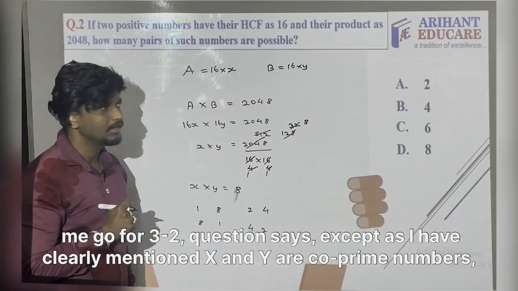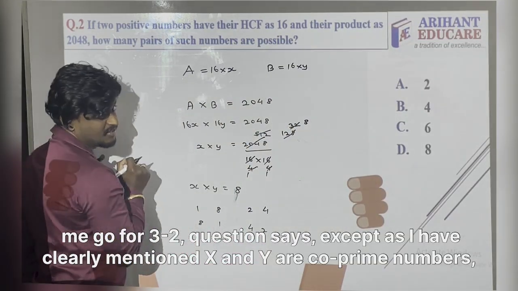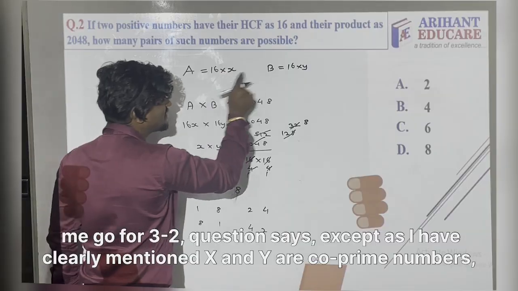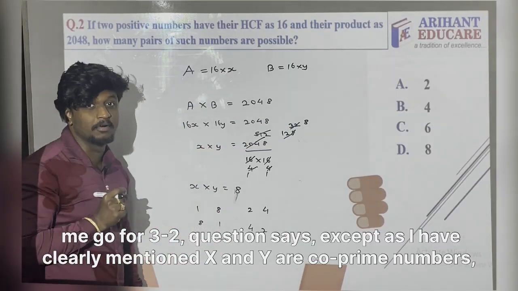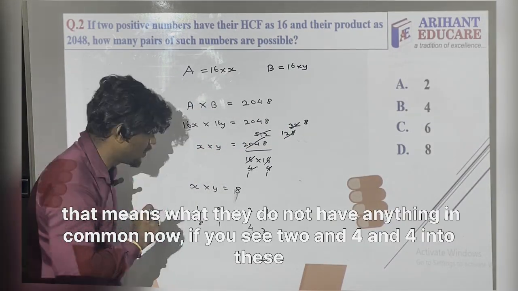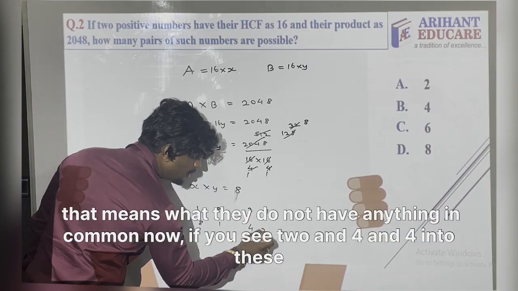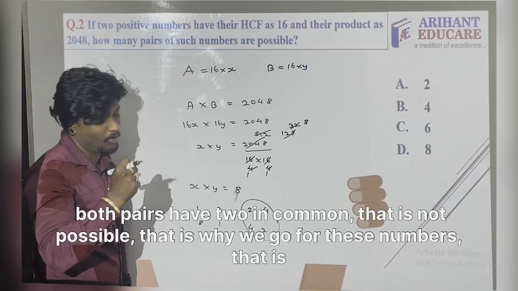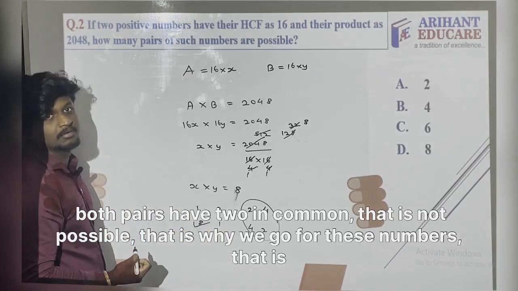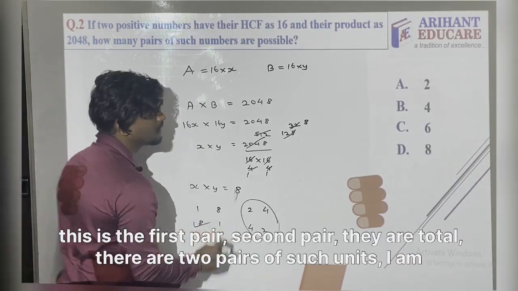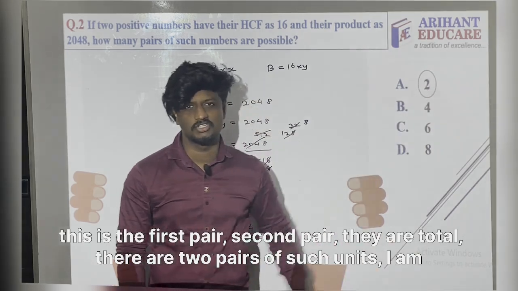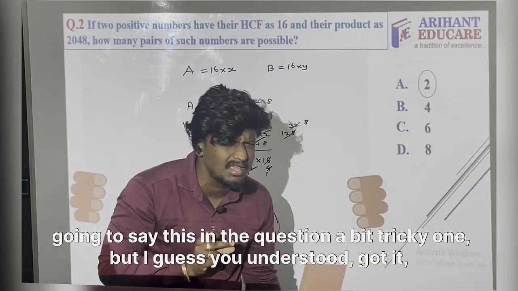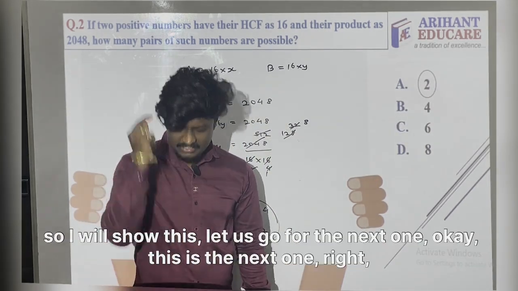Wait a minute. Question says HCF is there, and I clearly mentioned x and y are co-prime numbers. That means what? They don't have anything in common. Now, if you see 2 and 4 and 4 and 2, these both pairs have 2 in common. That is not possible. That's why we'll go for these numbers. That is, this is the first pair, second pair. Therefore, total there are 2 pairs of such numbers. Understood the question? A bit tricky one, but I guess you understood it. Got it? Chalo. No issues.